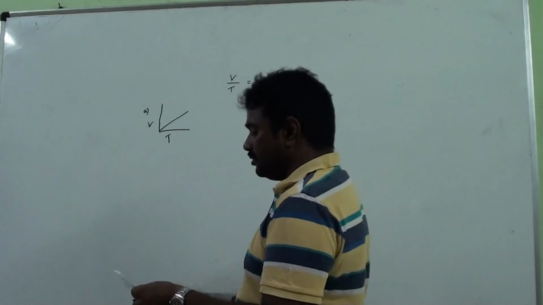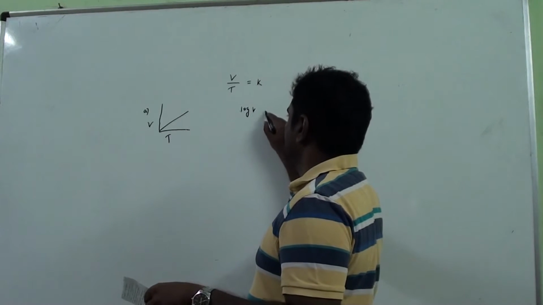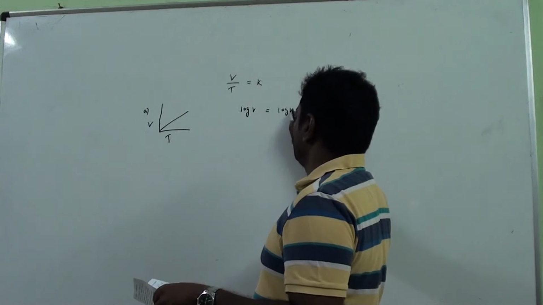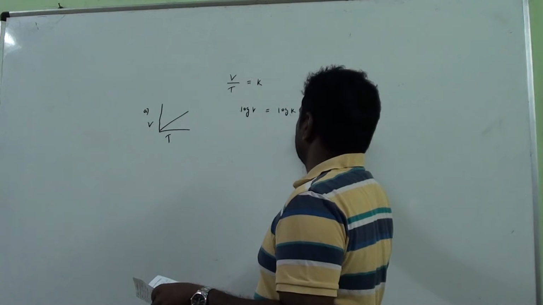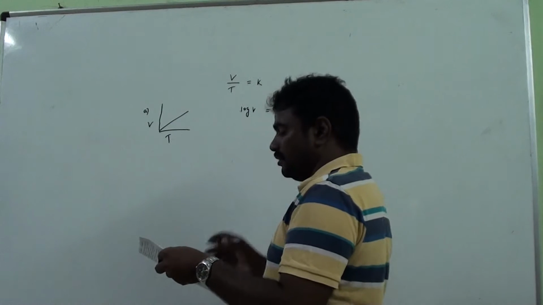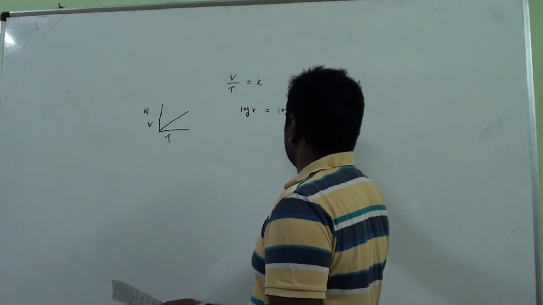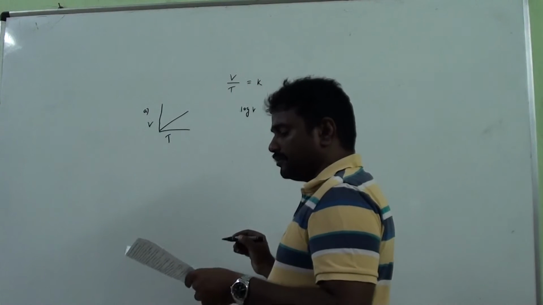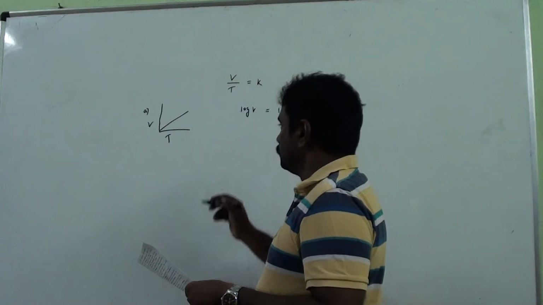Next one, log V. Log V equals log K plus log T. However, it's log T on the x-axis with slope 1 and intercept a constant. So that's also correct. C.